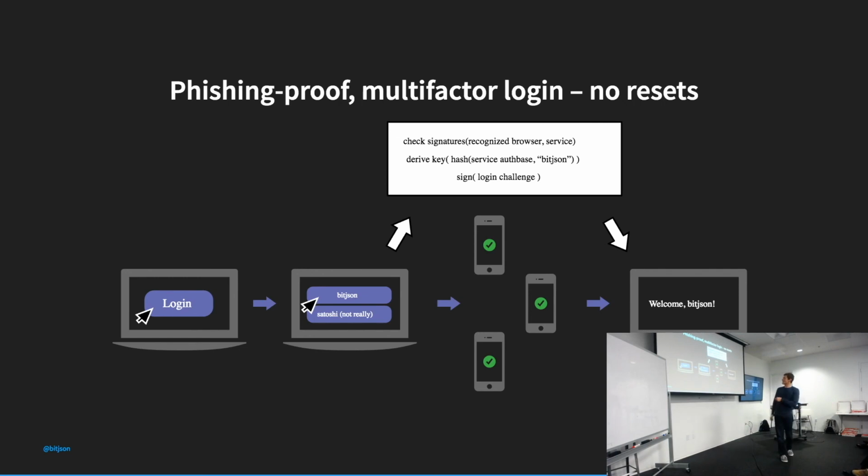So I've got 3 different phones that control my identity. I am super paranoid. I'm totally going to do this. The minute I get the chance, all of my accounts are going to look like this. By the way, at least 3. So what it does, it's probably hard to read at a distance, but it's going to check the signatures. It's going to check the signature to make sure that this is a recognized browser.